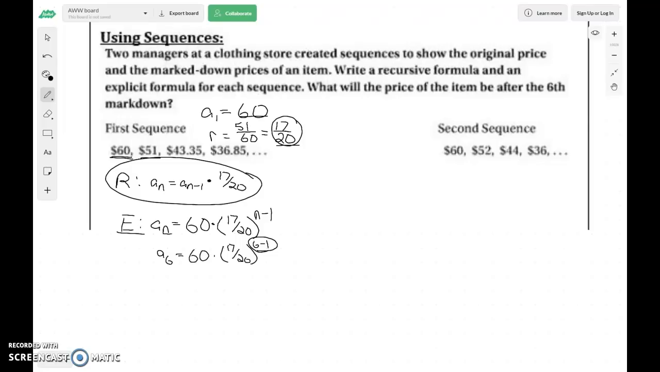And when I do that, I come out with an answer of a sub 6 is equal to, and since we're dealing with money here, it's going to be $26 and 62 cents. I round it if I can, but in this case I can't. So that's all I do for my problem. Now, understand, all I'm doing is substituting in a number here, and I'm working the recursive and explicit out the exact same way I did a second ago. So take a second, see if you can do the second sequence over here on the right, and then we'll check our answer briefly at the end of this problem.